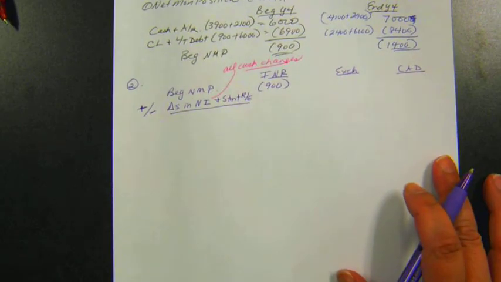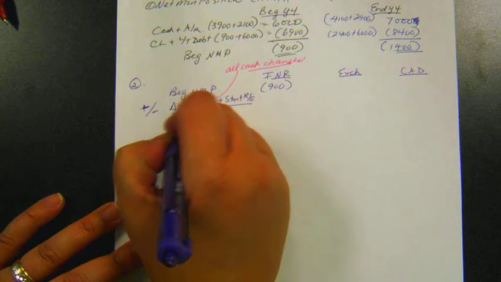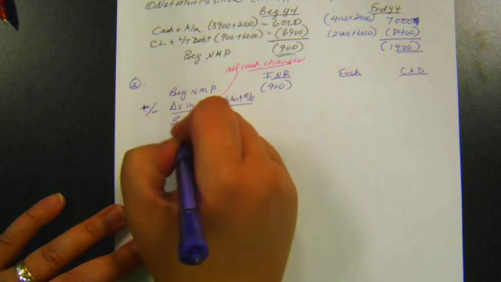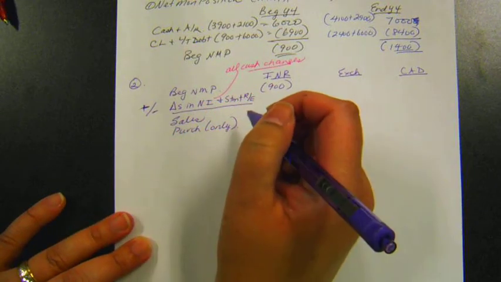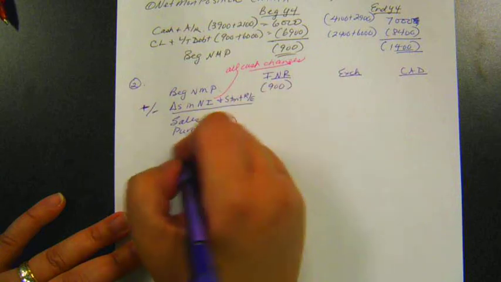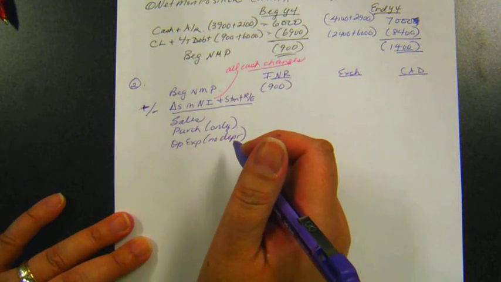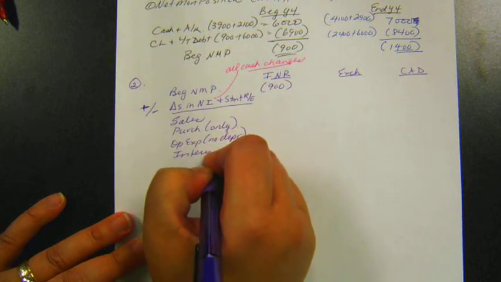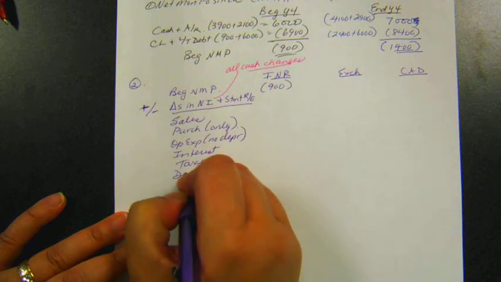So, we know net income consists of a number of things. We've got sales. We've got purchases, and it's only purchases. We've got interest, taxes, and dividends.